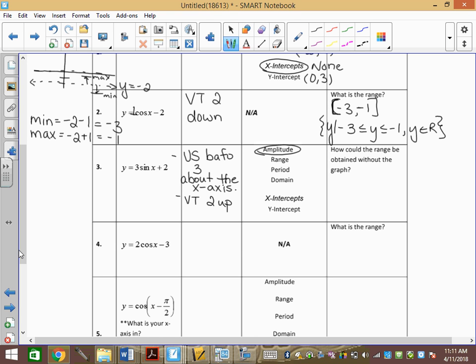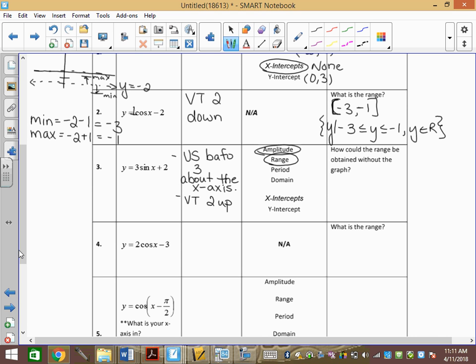So my range changes. Do either the vertical stretch or the vertical translation affect the period of my graph? The period is based on x values, is it not? What's the only thing that affects x? Stuff that's with the x: horizontal stretches and horizontal translations. Do I have any? No, my period didn't change. The domain, does it change? It's x ∈ R. No.